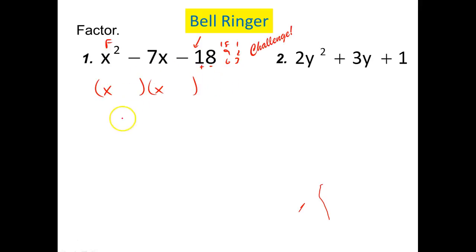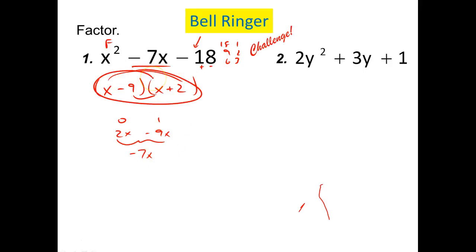And when we combine our outside and our inside terms, we're going to get a negative 7x. So the combination that will get us a negative 7x is going to be a 9 and a 2. And since we want a negative 7, we'll make the 9 negative and the 2 positive. Our outside terms, when we multiply, would give us 2x. And our inside terms would give us negative 9x. Those combine to give us that negative 7x in the middle that we needed. So there's our factored version.